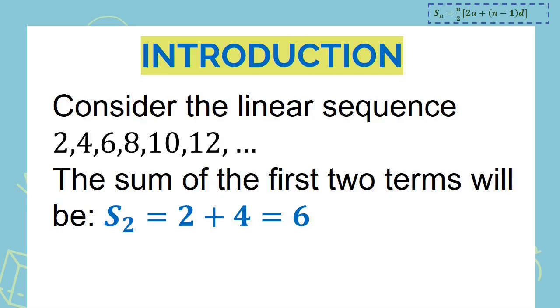Now we can find the sum of the first two terms. The first two terms talks about the first two numbers in the sequence. And so that is S subscript 2, which is S2 equals 2 plus 4. The 2 and 4 represent the first two terms in the sequence. So when we add them up, it will produce the result 6.